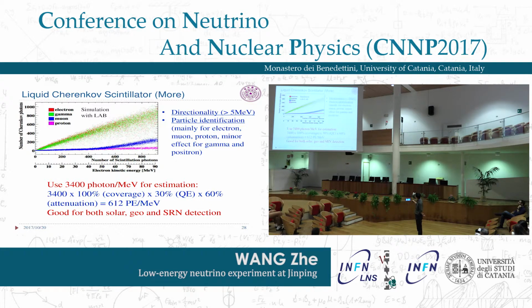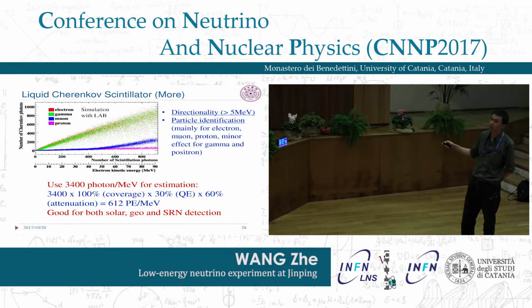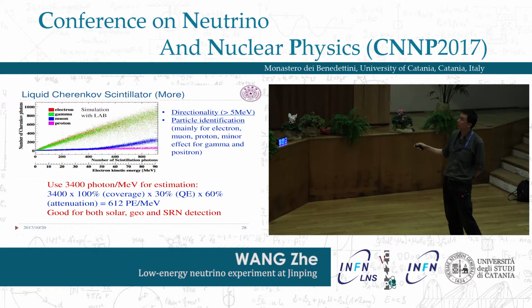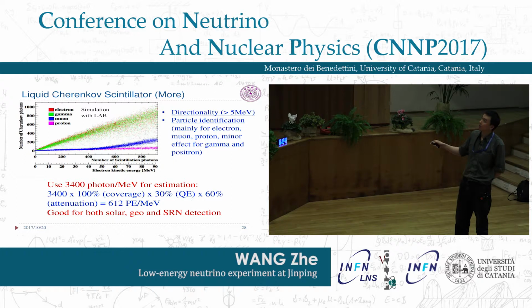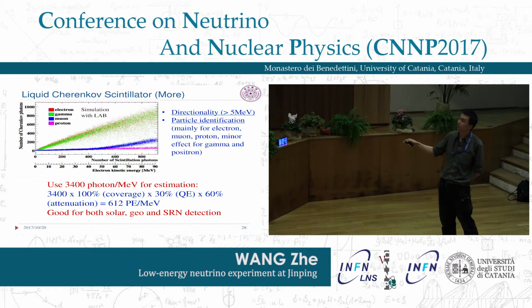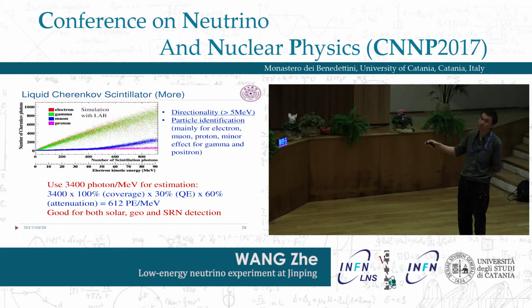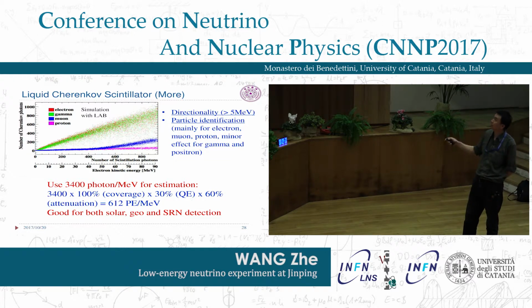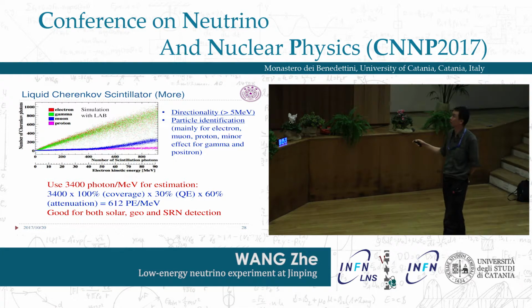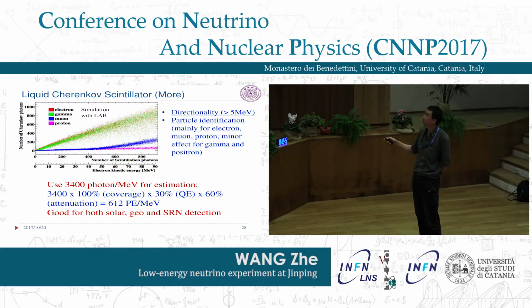On the top is one example we did with simulation of LAB with the real experimental input. Here we can really see the bands from electron and gamma. The XY axes are the number of scintillation photons and the Cherenkov photons. Electron and gamma have a lot of Cherenkov photons, but muon and proton are really easy to identify because they don't have Cherenkov light. So with this combination, we think we can do directionality above 5 MeV and have this feature of particle identification.